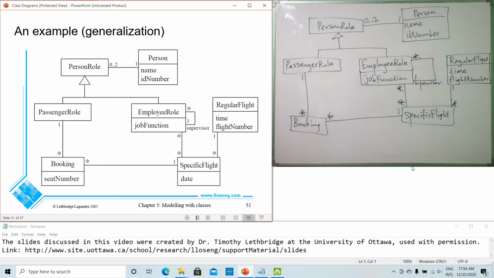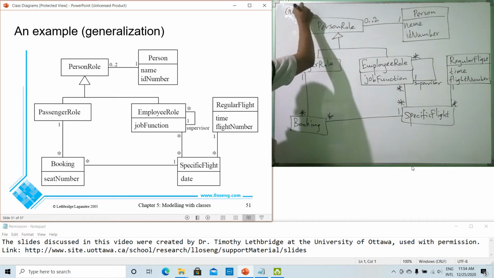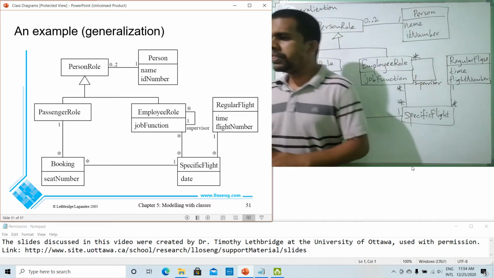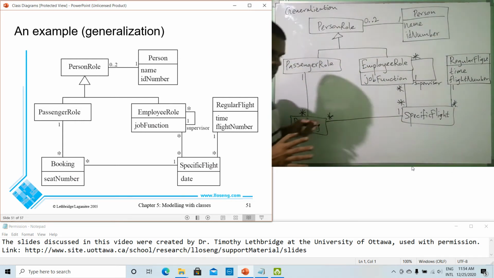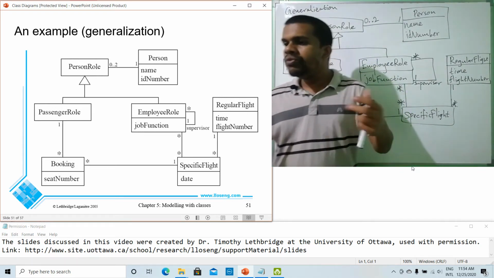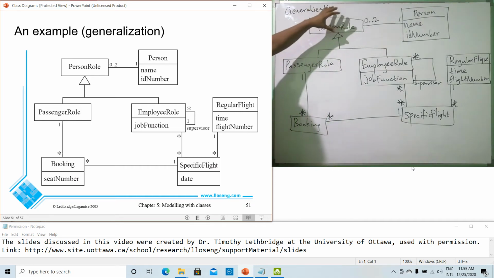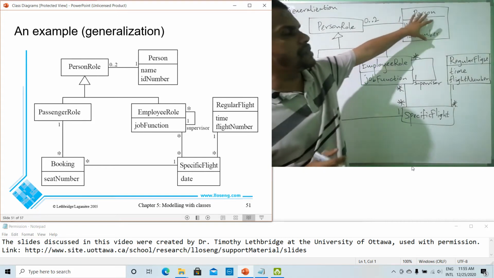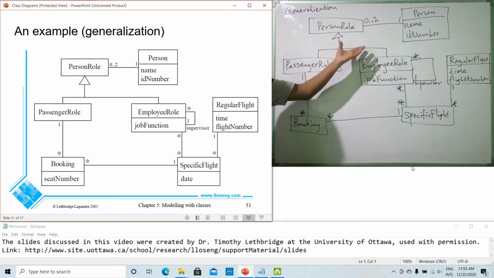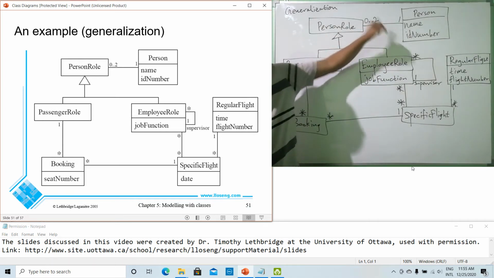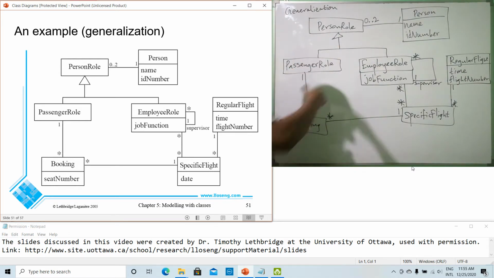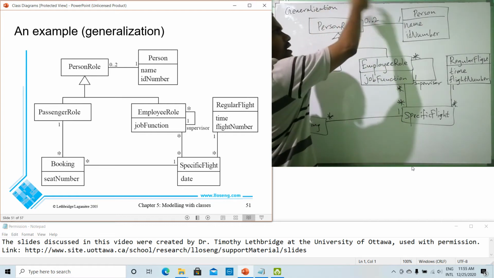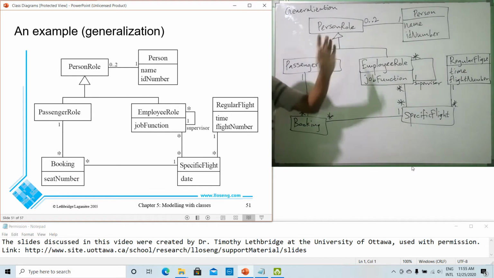So here our emphasis was on generalization. If you consider passenger and employee, they have common attributes and operations. Therefore they are similar. Since they are similar, we create a superclass including the common attributes and common operations of these two classes. This is a person, which we associate with the person role, with 0, 1 or 2. Understood? A person may have no person roles, or one role or two roles. Likewise here we connect.